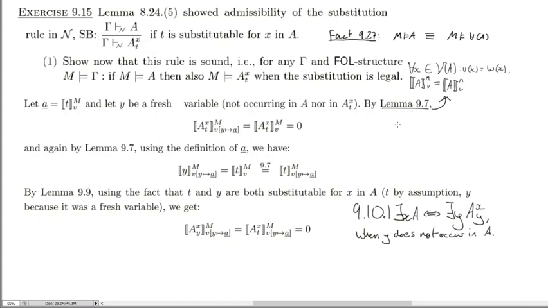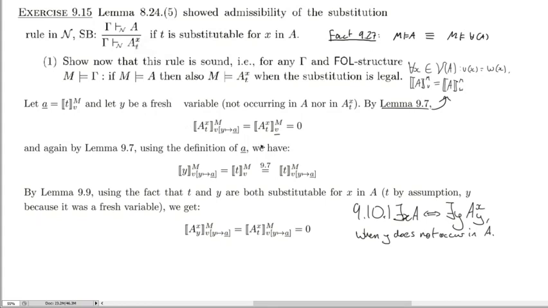So we've done this. We'll use lemma 9.7 because this v and this v are the same here, because remember, y is a fresh variable. It doesn't occur in a or in a with t substituted by x, so this doesn't really have an effect. Hence, this v and this v are the same. These are the same. Hence, this here also equals 0.